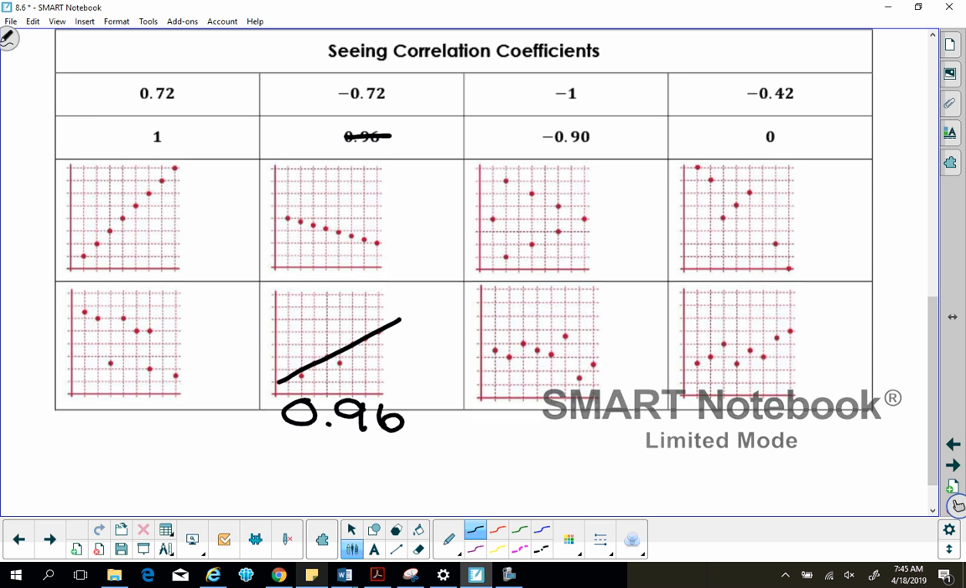So you're going through each one and figuring out which one goes with which graph. Does that make sense? So I would start with which ones are 1 and negative 1 to at least be able to cross those out.